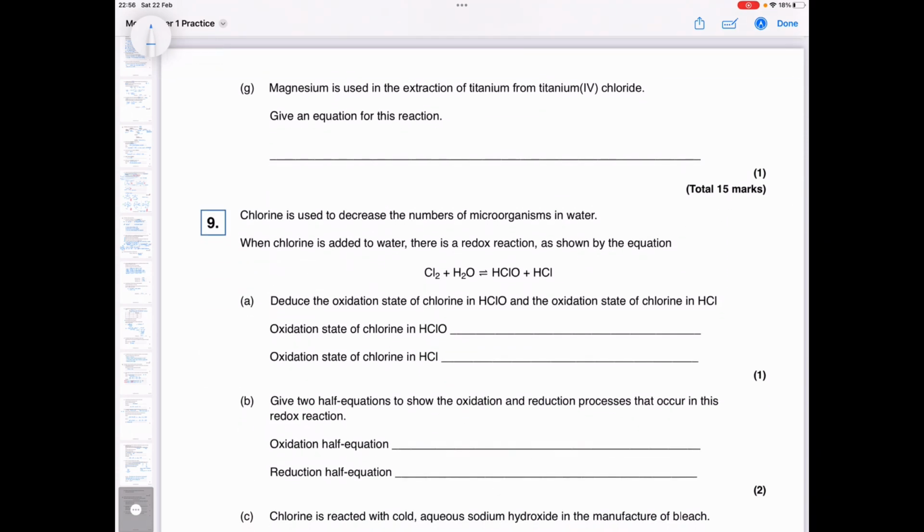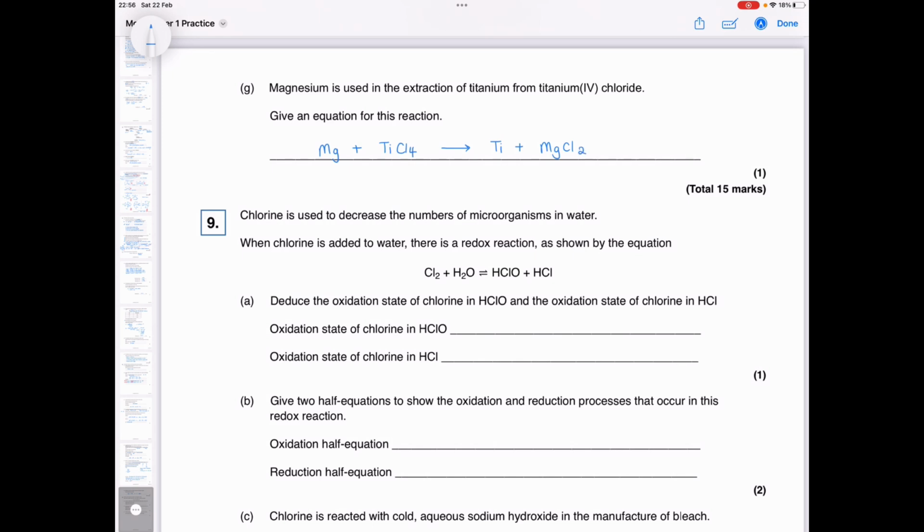Magnesium is used in the extraction of titanium from titanium 4 chloride. Give an equation for this reaction. So titanium 4 chloride and magnesium, so Mg plus TiCl4 is going to go to titanium plus magnesium chloride.